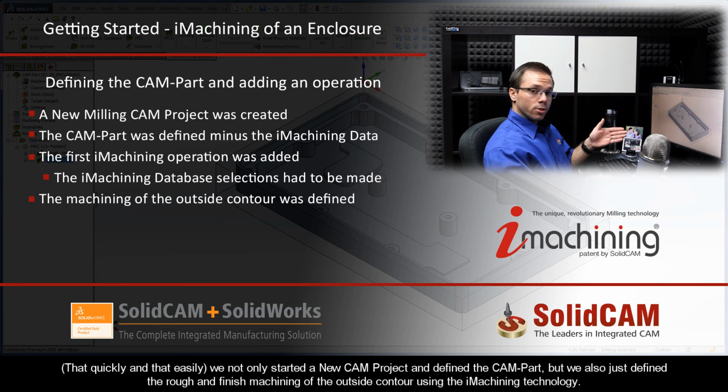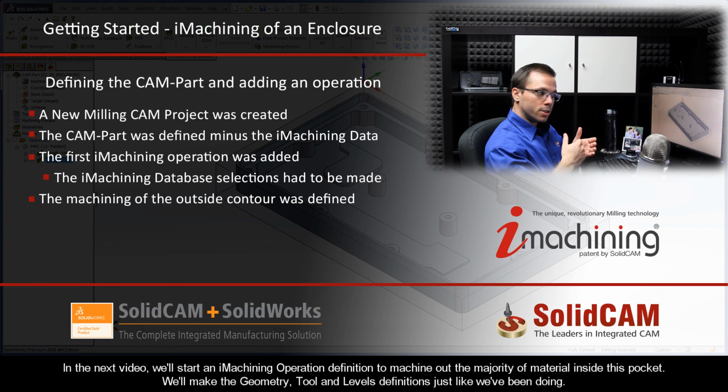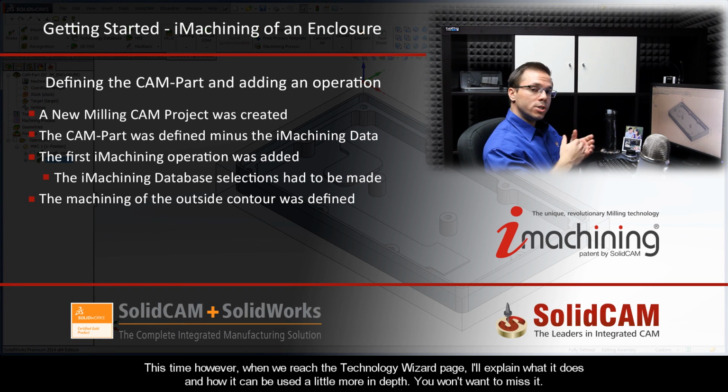That quickly and that easily, we not only started a new CAM project and defined the CAMPart, but we also just defined the rough and finished machining of the outside contour using the iMachining technology. In the next video, we'll start an iMachining operation definition to machine out the majority material inside this pocket. We'll make the geometry, tool, and levels definitions just like we've been doing. This time, however, when we reach the Technology Wizard page, I'll explain what it does and how it can be used a little bit more in depth. You won't want to miss it.